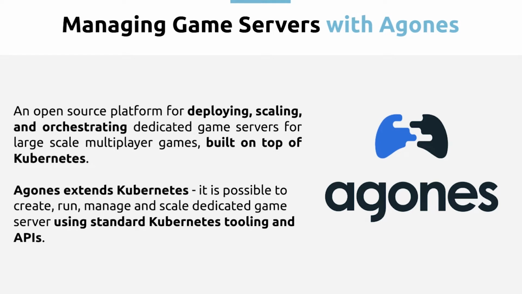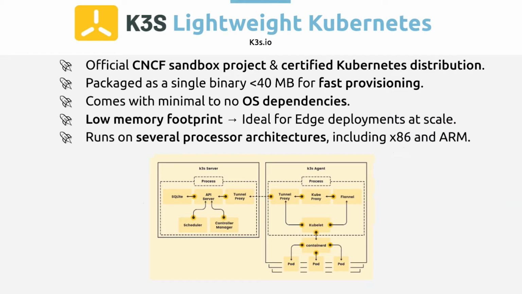Agones is an open source platform for deploying, scaling, and orchestrating game servers for multiplayer games. And this has been built on top of Kubernetes. So Agones extends Kubernetes. So you can use standard Kubernetes tooling and APIs like kubectl to create, run, manage, and scale dedicated game servers.